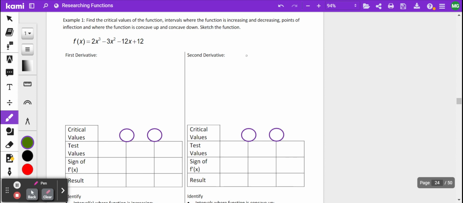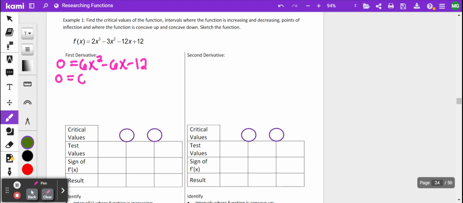So we know when we calculate the first derivative and set it equal to 0, we will find values that are called critical values, and that will allow us to test where the function would be increasing and where it would be decreasing. So let's do it. We're going to take the first derivative of this function, and we get 6x squared minus 6x minus 12. We're going to set it equal to 0 and solve.